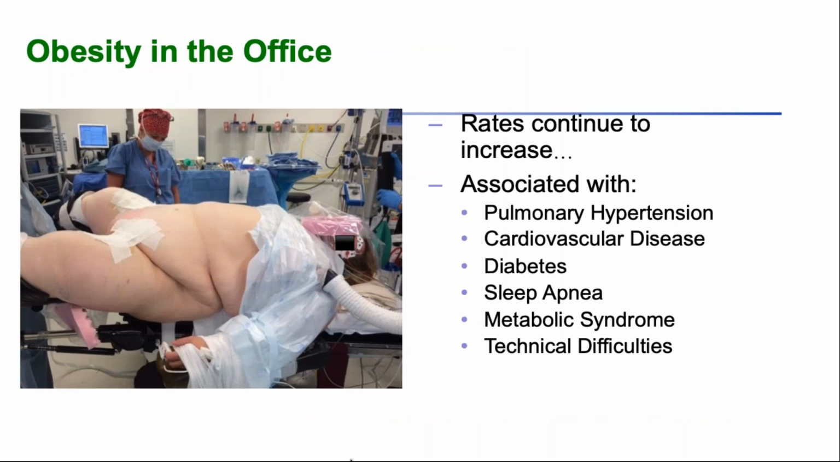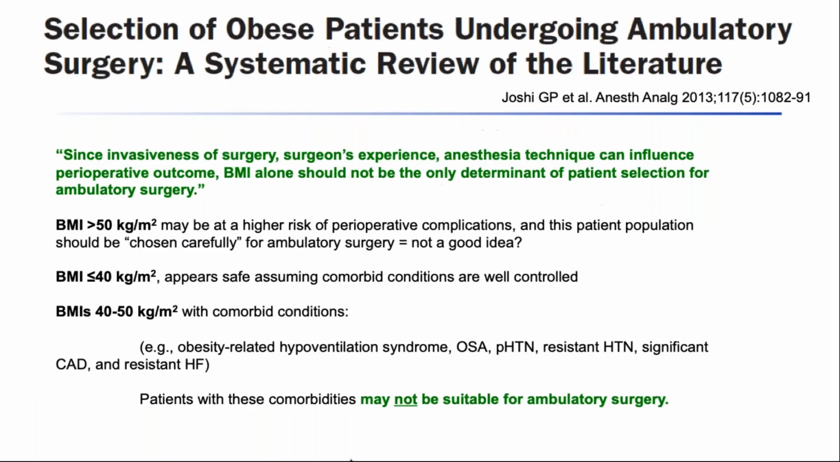Obesity clearly is an epidemic nationwide, and we all know that it is associated with the conditions that I listed on this slide, such as sleep apnea, diabetes, technical difficulties, airway management, pulmonary hypertension, and cardiovascular disease. And these patients are coming to the office-based setting, and they're having simple as well as more complex surgeries. And so the question is, what can we learn from the ambulatory literature, not necessarily office-based literature, in terms of BMI cutoffs and who's appropriate, who's not appropriate.